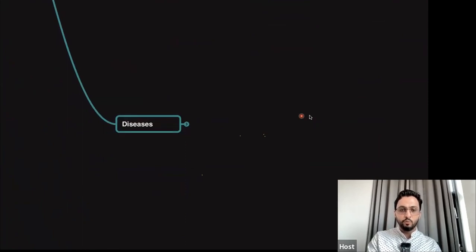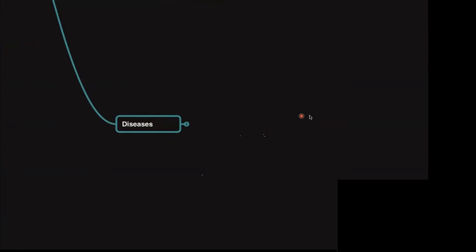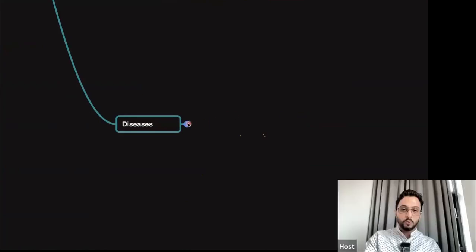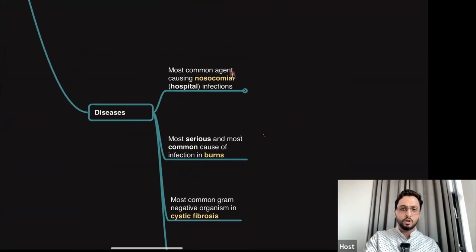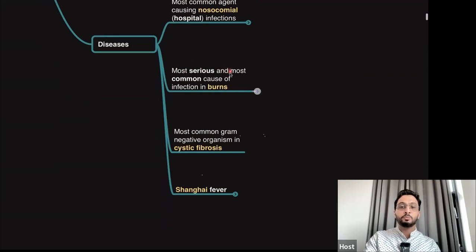Now the disease. Which bacteria are we discussing? You should not lose touch. Pseudomonas aeruginosa, exactly. So what are the diseases? As I've told you, the most common agent producing hospital-based infection. This is a question in itself: most common agent causing nosocomial or hospital-based infections. Another key point: most common or most serious organism producing infection in burns. We'll learn in detail about burns in general surgery. So most serious infections in burns patients are caused by Pseudomonas aeruginosa.